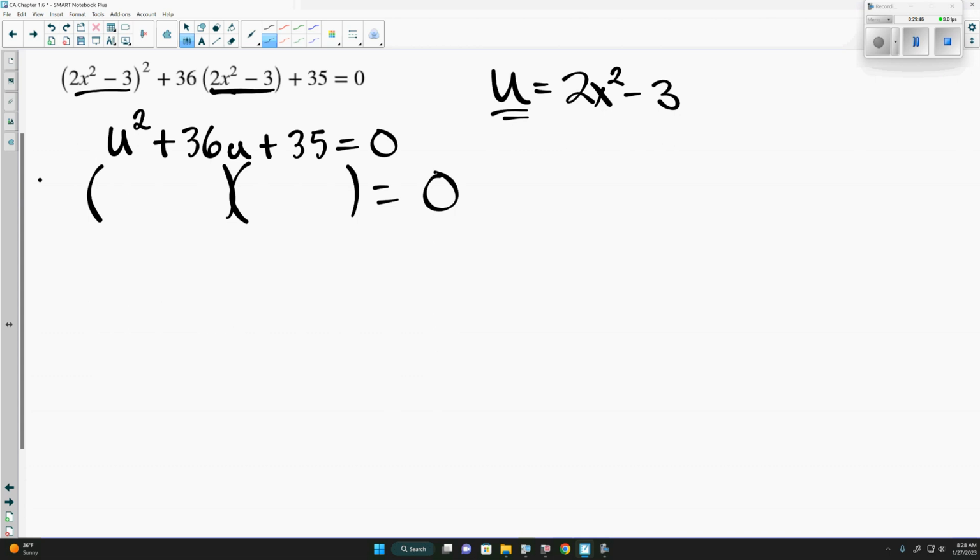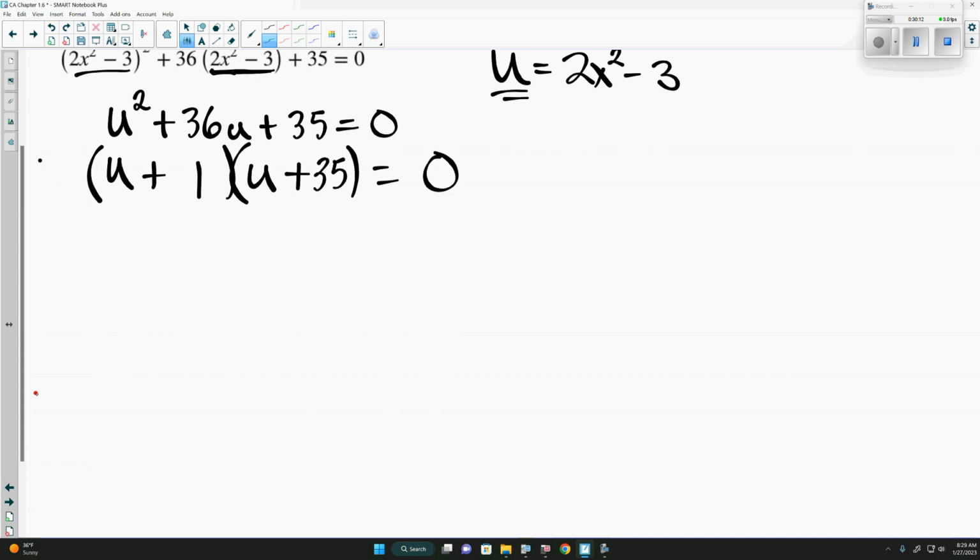Now we can factor this here. Since the 35 is positive, the signs are the same and they match the sign of the middle term, which would be plus and plus. Our factors of U squared are U and U. Now there's a lot of factors of 35, but the ones we're going to want are 1 and 35. Questions on this here?